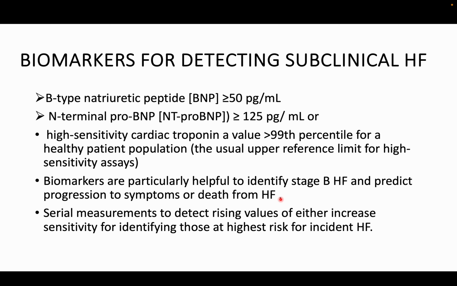So what are the biomarkers we generally use? BNP, anything more than 35 or more than 50, and NT-proBNP more than 125 picograms per ml, or high sensitive cardiac troponin, anything more than 99. These are the biomarkers suggestive of heart failure. So these are helpful to identify.